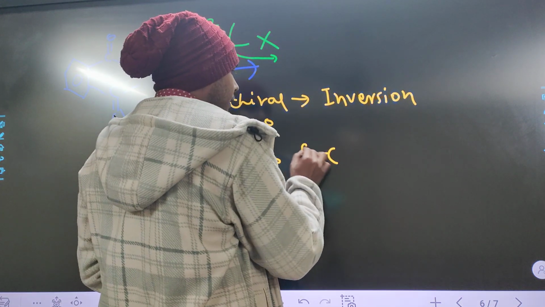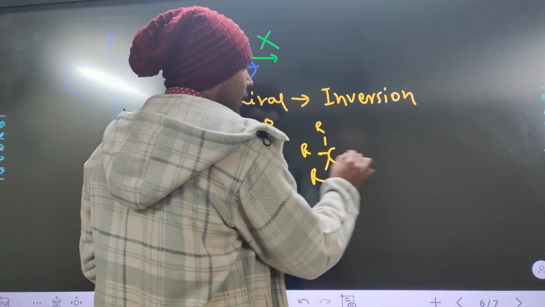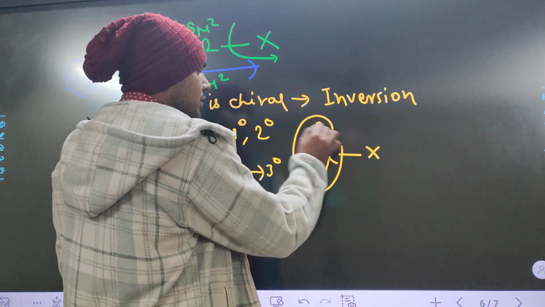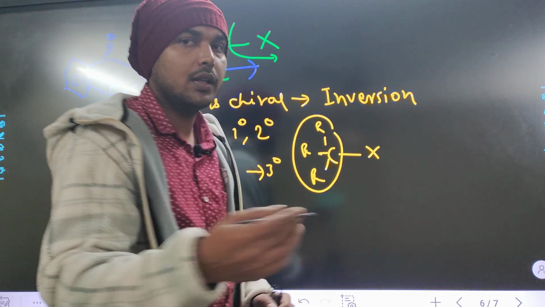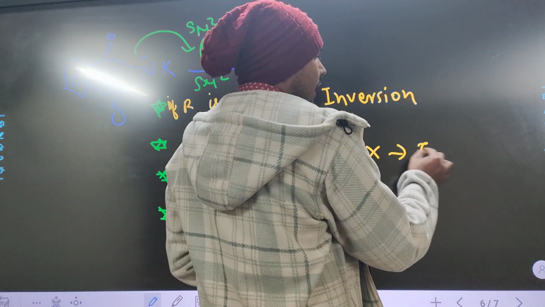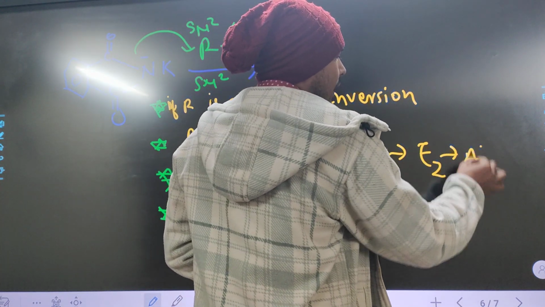So like this, R and X. So this is a very bulky portion. SN2 is not possible. Attack from the backside is not possible. So it will show the other reaction, that is the E2 reaction, and it will form alkene. Okay.